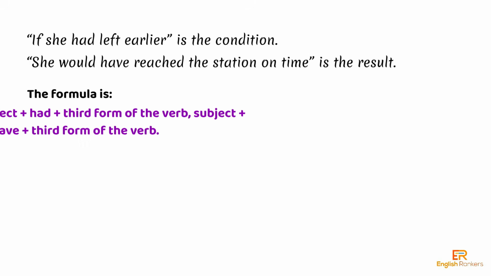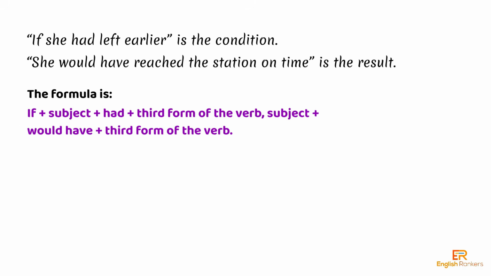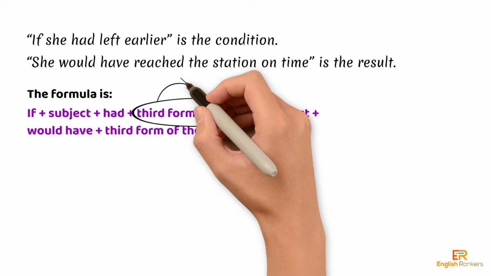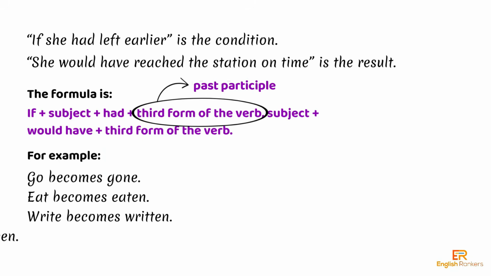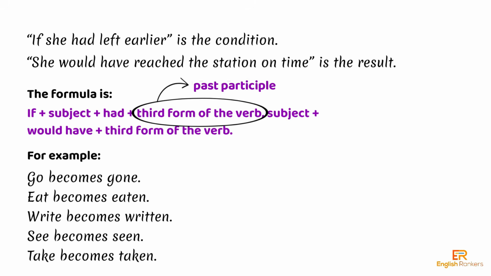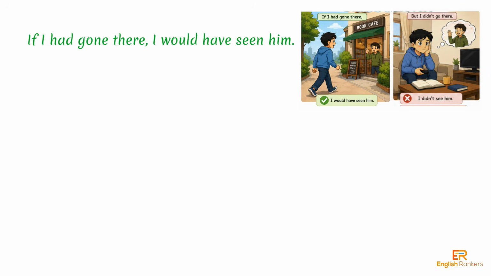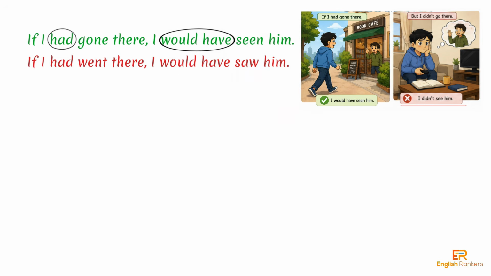Formula. The formula is: if plus subject plus had plus third form of the verb, subject plus would have plus third form of the verb. Here, the third form of the verb means the past participle. For example, go becomes gone, eat becomes eaten, write becomes written, see becomes seen, take becomes taken, complete becomes completed. So we say, if I had gone there, I would have seen him. Not, if I had went there, I would have saw him. We must use the past participle form after both had and would have.